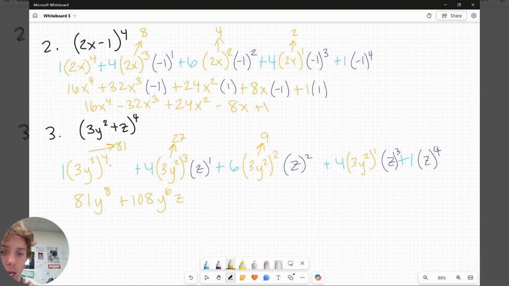3 squared is 9. 9 times 6 is 54. Y squared, multiply those exponents, that gives me 4. I also have z squared in that term. 3 to the first is just 3, so 3 times 4 is 12. Y to the second and to the first, I multiply those, that's just y squared. Don't forget the z to the third. And do it for the last term as well. 1 times z to the fourth is just z to the fourth.